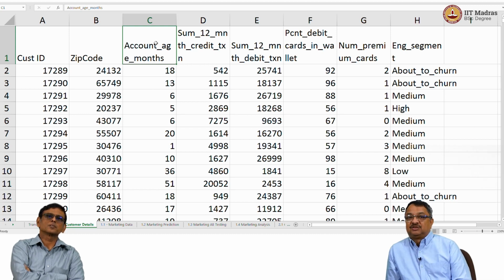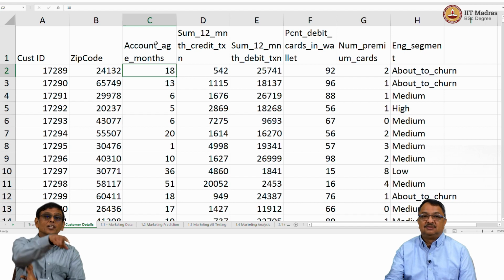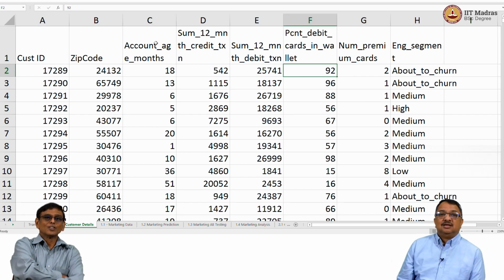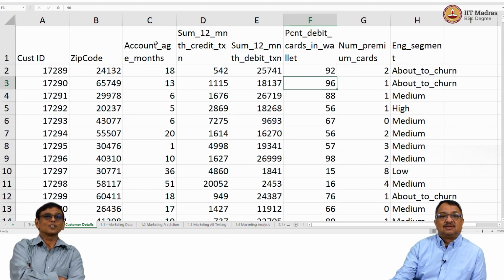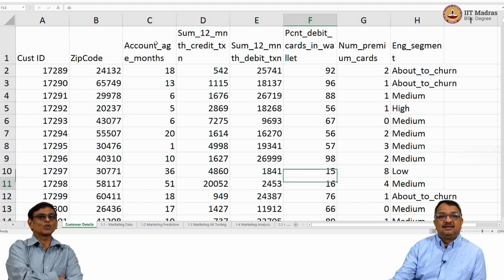And $25,741 this person has spent on debit cards. So you can see clearly there's some other person down there who has 51 months. Correct. $20,000 on credit cards and 2,400 on debit card. Absolutely. So this person seems more like a credit card type, and that person seems more like a debit card type.